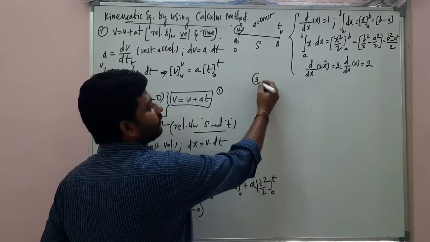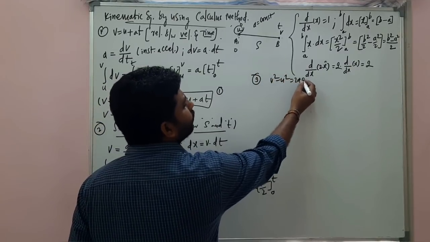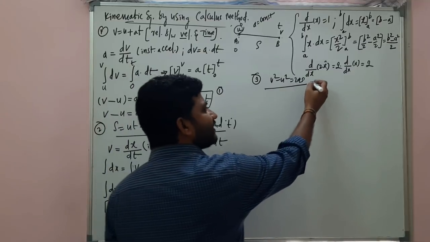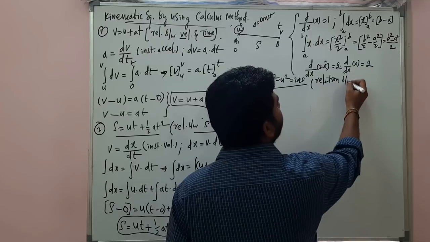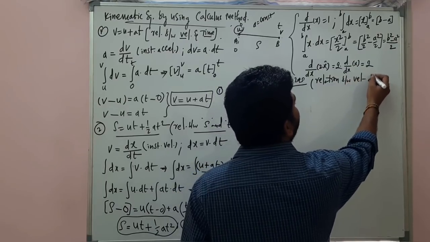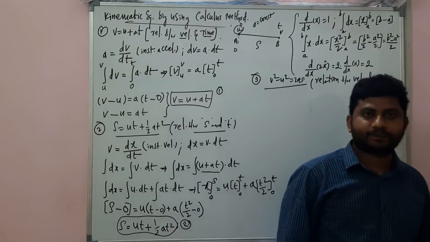Third equation, v square minus u square is equal to 2as. This equation is the relation between velocity and displacement. What is that? Velocity and displacement.